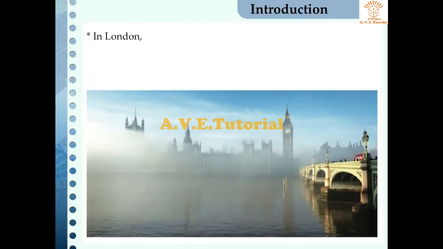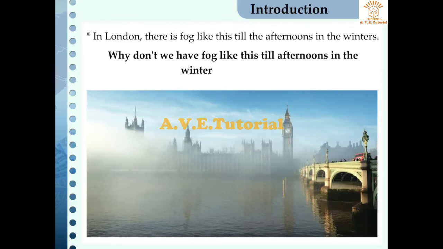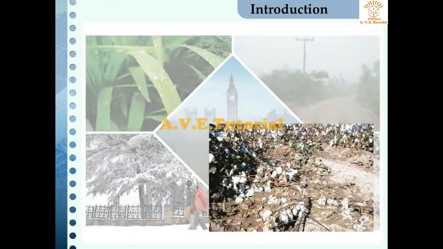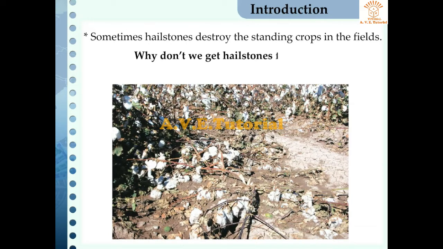In London, there is fog like this till the afternoons in the winters. Why don't we have fog like this till afternoons in the winters in our region? Sometimes, hailstones destroy the standing crops in the fields. Why don't we get hailstones frequently?